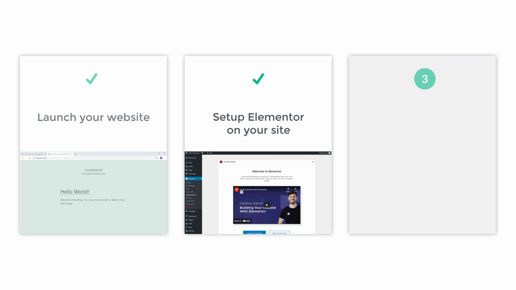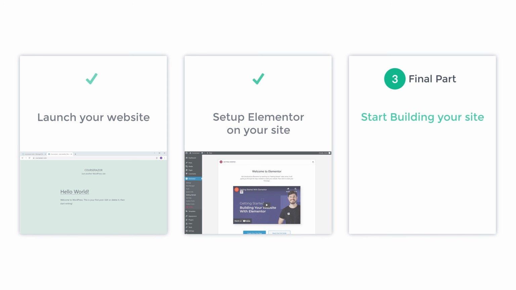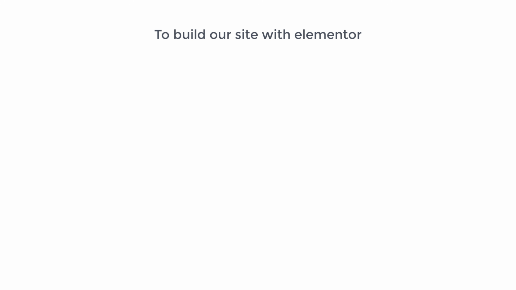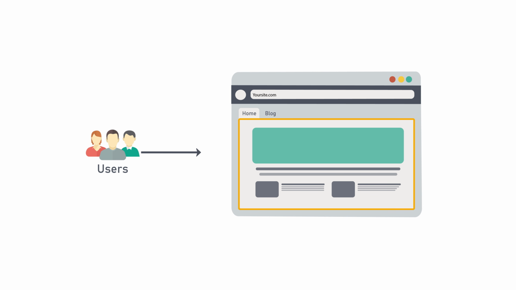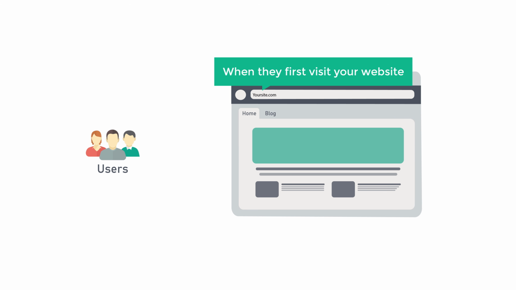Once you have set up Elementor on your site, you can now go to the final part of this tutorial, which is to start building your site using Elementor. So to build our site with Elementor, we need to do 4 steps. The first step is to create your homepage. So homepage is the page which users will see when they first visit your website.